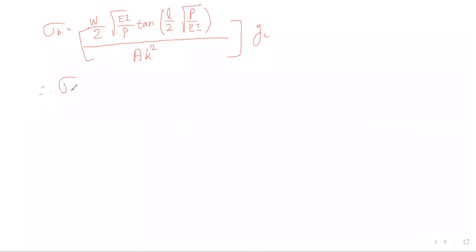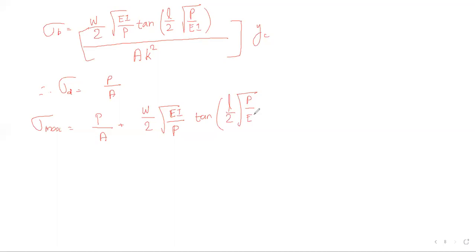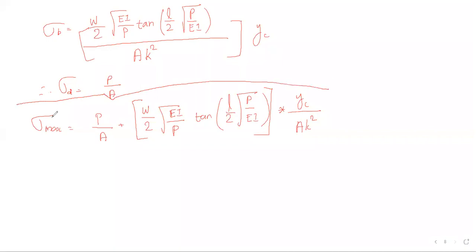We all know that direct stress is equal to P by A. So by the combination, sigma max is equal to P by A plus W by 2 into root under EI by P into tan L by 2 into root under P by EI, into YC by A K square. So this is the equation of maximum bending stress. So this is equation number 8.